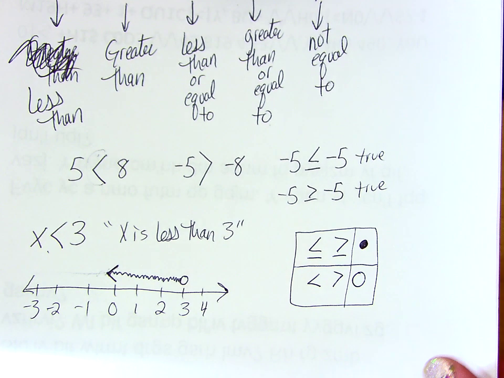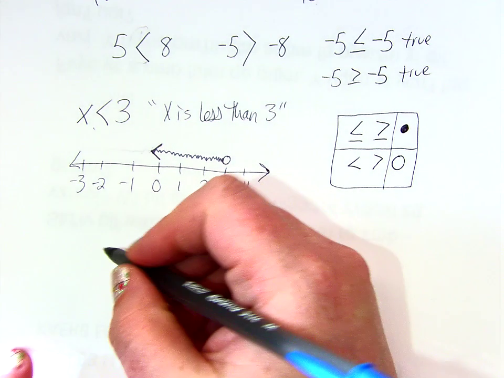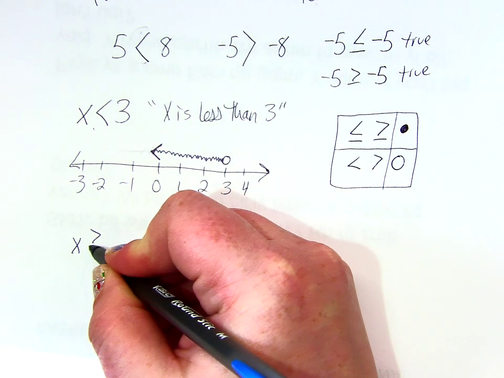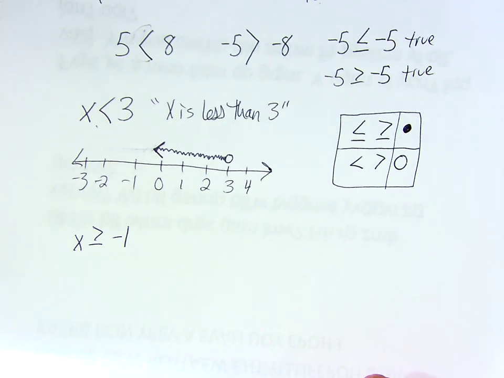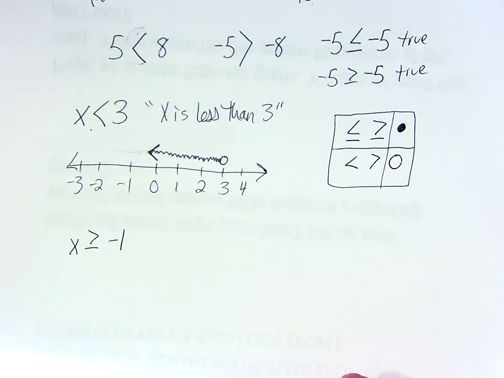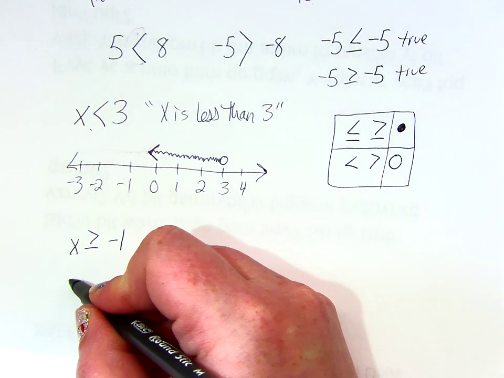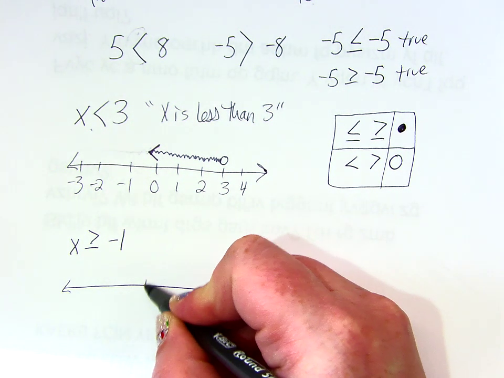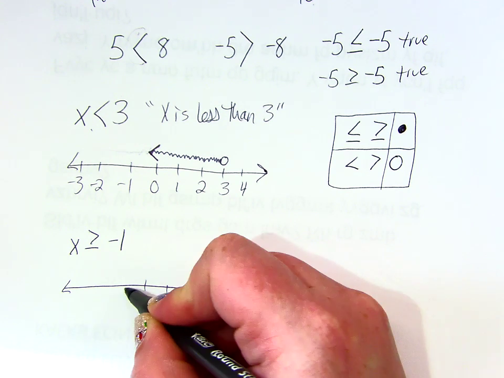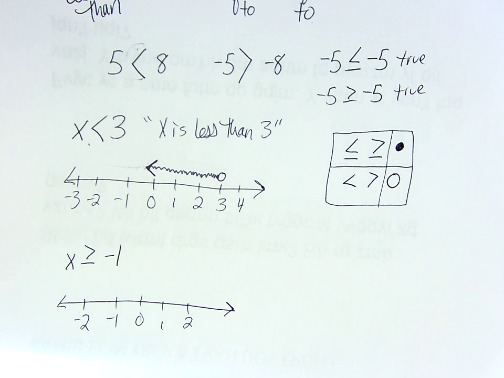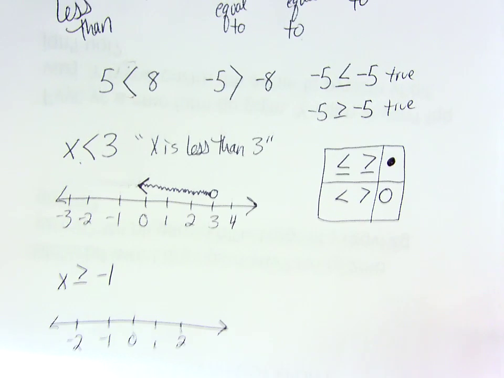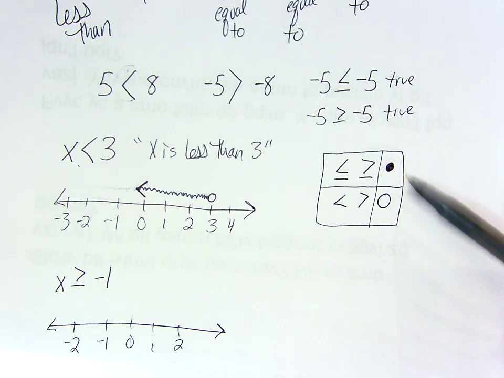So let's try another one. Let's say I want to represent all of the numbers greater than or equal to -1. I want to represent this on a graph. So again, I'm going to make a number line. And then I just have to put a dot at -1. Well, which kind of dot do I use? We can look at our chart here. Closed.